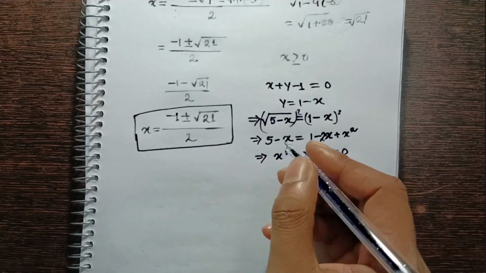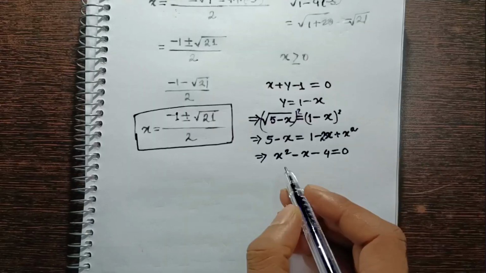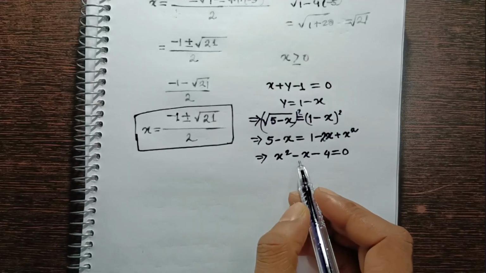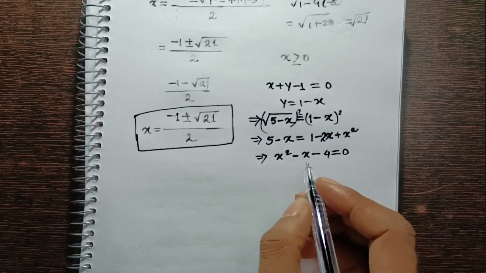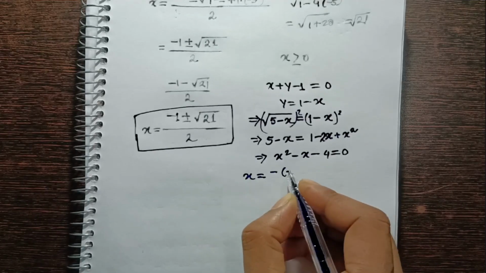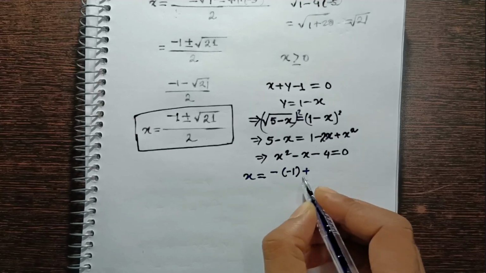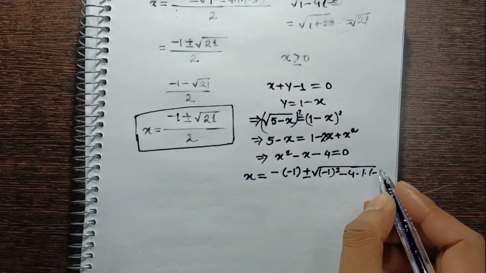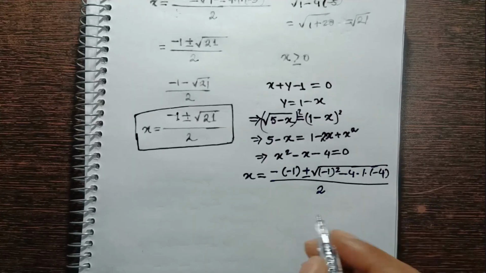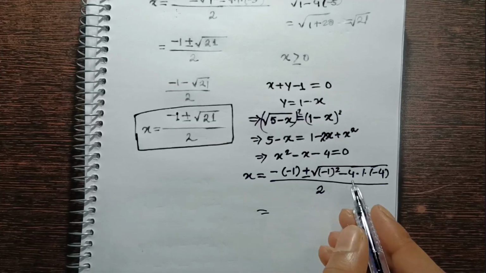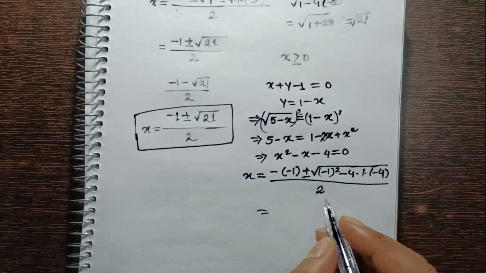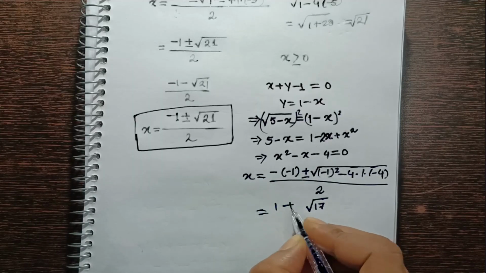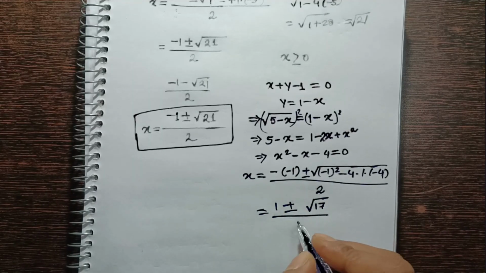Once again, this does not factor nicely into whole numbers, so we bring back the quadratic formula for a second round here. Here, a is 1, b is negative 1, and c is negative 4. Plugging these in, we get negative of negative 1, which is positive 1, plus or minus the square root of negative 1 squared minus 4 times 1 times negative 4, all divided by 2. Simplifying the inside of the root, we have 1 minus 4 times negative 4, which is 1 plus 16, which gives us 17. So our candidates here are 1 plus or minus the square root of 17 divided by 2.